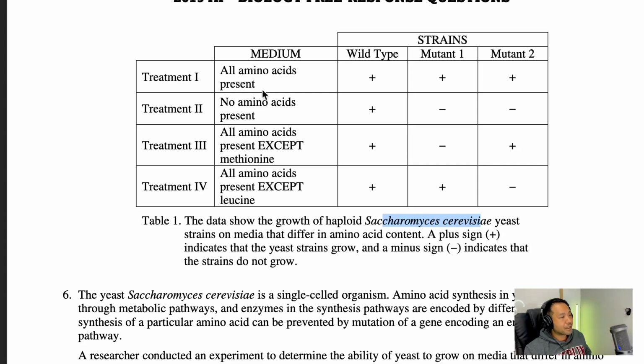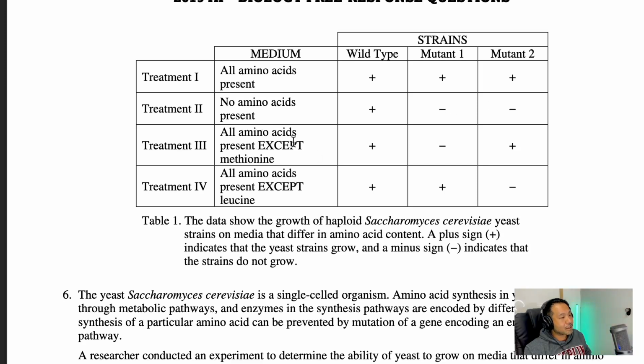So let me actually just walk you guys through this. In treatment 1, in the medium, we have all of the amino acids that an organism would ever need. The wild type obviously can survive. The mutant 1 and 2 can both survive because all of the things they need are there. But if there are no amino acids, you can see that the regular wild type Saccharomyces could actually synthesize all of the amino acids and make do, whereas mutant 1 and mutant 2 cannot. So this actually tells you that we don't know which amino acid or acids each of these mutants cannot produce, but we know that it's at least one of them, because you take away everything and they're unable to survive.